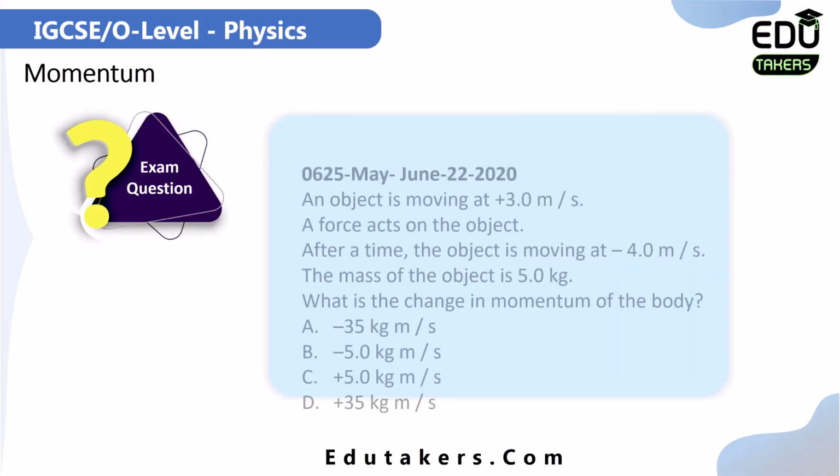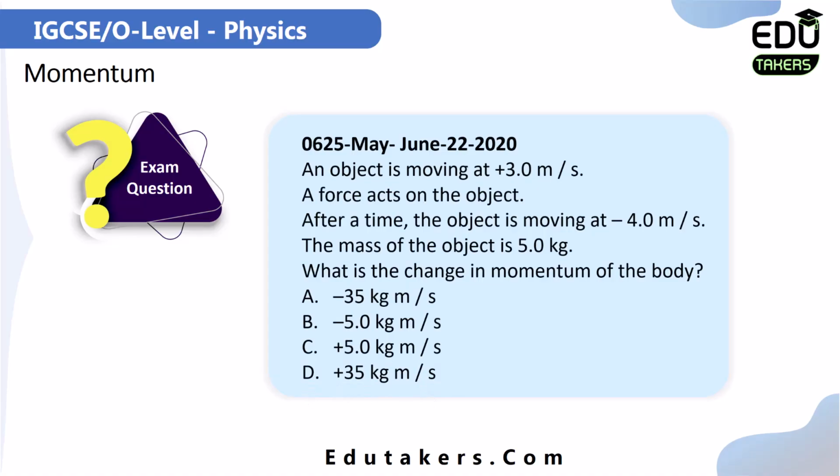Here is the exam question that appeared in May-June. An object is moving at plus 3.0 meter per second velocity. A force acts on the object. When you apply the force on that object, after a time the object is moving at minus 4.0 meter per second. The mass of the object is 5.0 kilogram. What is the change in momentum of the body? You actually have to find out the change in momentum of the body.